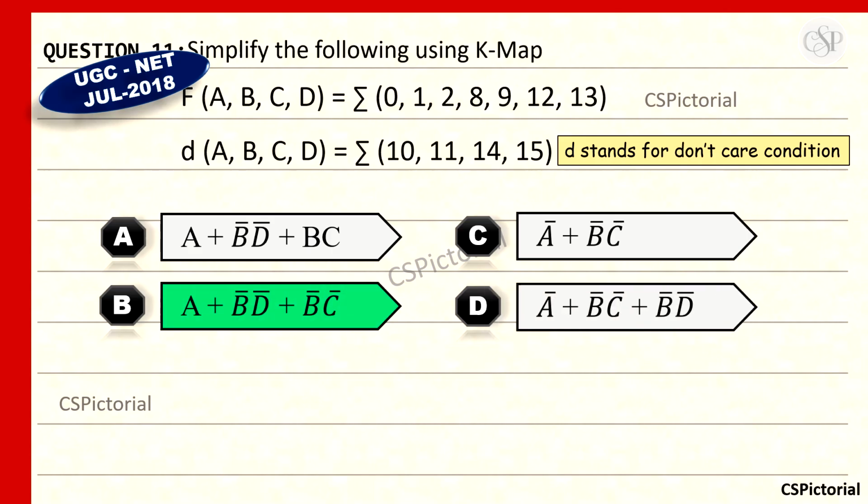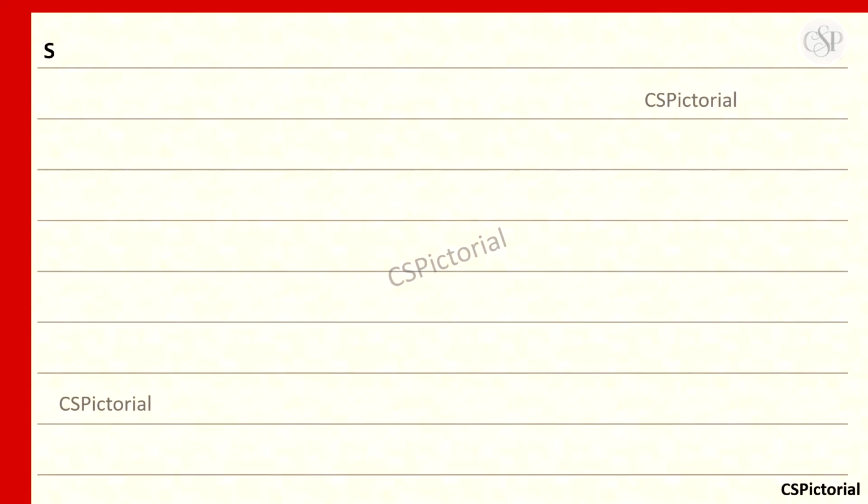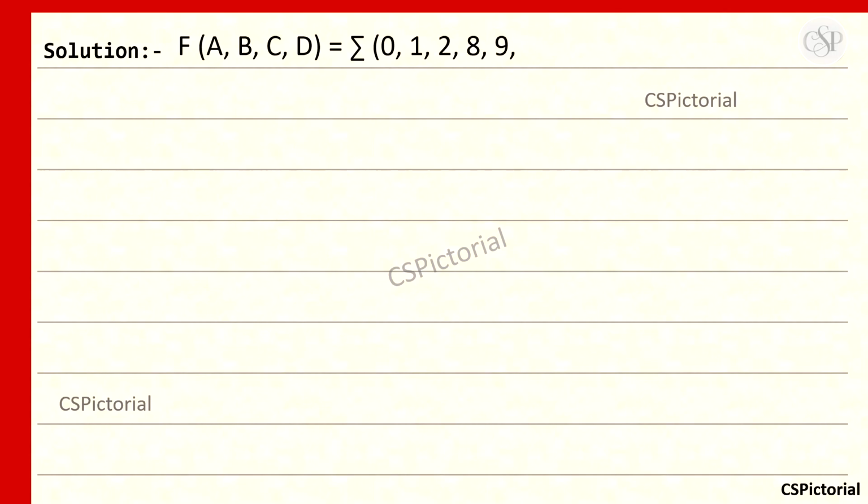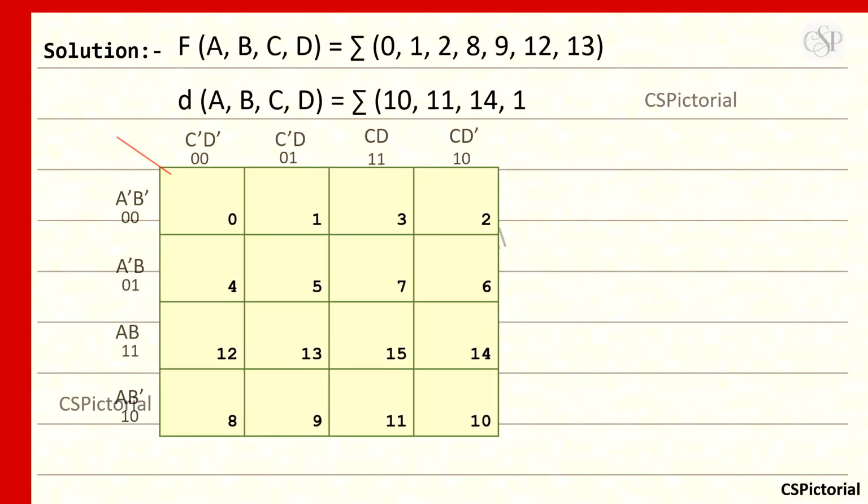The answer is option B, A plus B bar D bar plus B bar C bar. Let's find out the solution steps. The given Boolean function specifies the minterms and the don't cares denoted as D terms. First of all, fill up ones in the blocks of the K-map respective to the minterms and place X in the blocks respective to don't care.